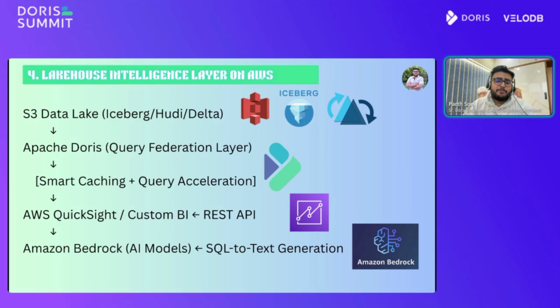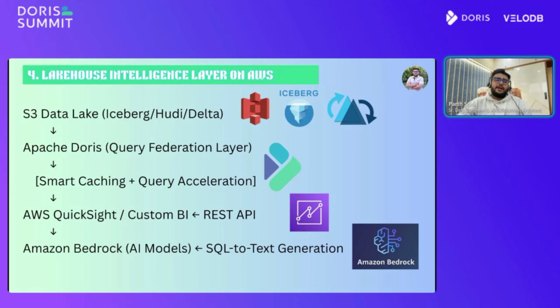And we put Apache Doris in front of our S3 data lake as an intelligent caching and query acceleration layer. So how are we doing this? We have the S3 data lake. From there, we are using the Apache Doris query federation layer, where the smart caching and query acceleration is really getting used very well. From there, we are using AWS QuickSight. We have certain REST API Swagger API endpoints that are used by the different teams. From there, we have Amazon Bedrock for SQL to text generation, again, for the same explanation I gave in the previous architecture.